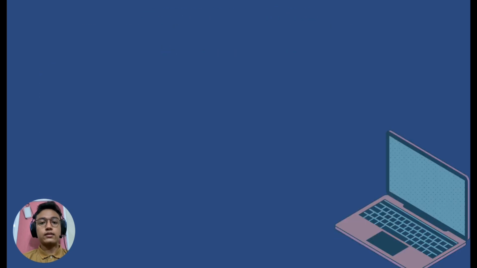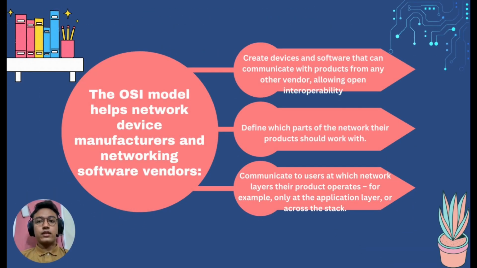The OSI model helps network device manufacturers and networking software vendors to create devices and software that can communicate with products from any other vendor, allowing open interoperability. Next, it also helps them to define which parts of the network their product should work with. Lastly, it also helps them to communicate to users at which network layers their product operates, for example, only at the application layer or across the stack.